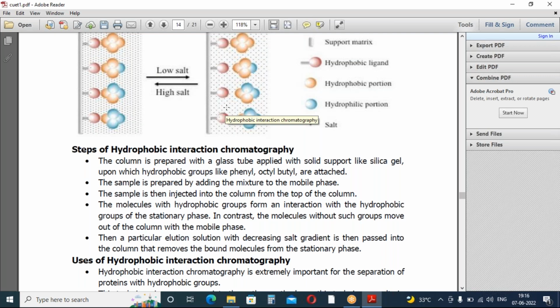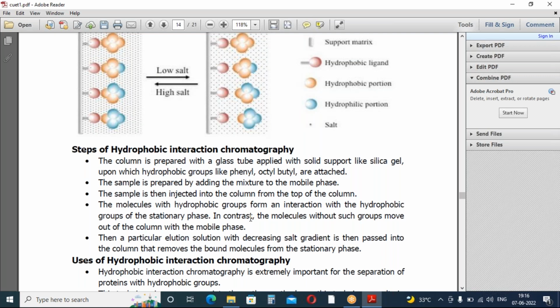Hydrophobic or hydrophilic? If we use a hydrophilic stationary phase, hydrophobic molecules interact with the hydrophilic ones, and that causes the separation. Likewise, if we use a hydrophobic stationary phase, the hydrophilic molecules present in the mixture are attracted towards the hydrophobic portion, and that causes the separation. This is mainly concerned with the preparation of the stationary phase. Next, what are the uses?